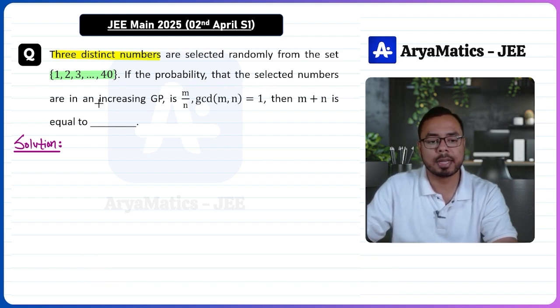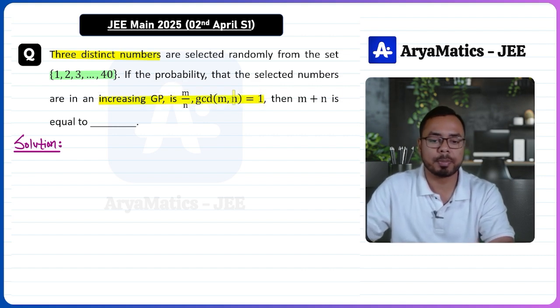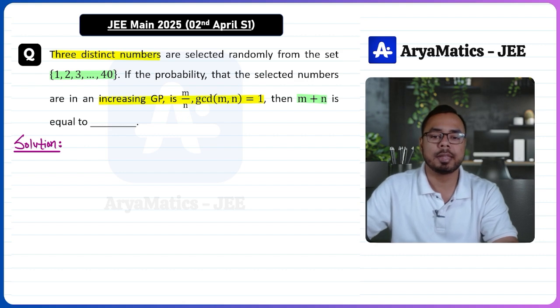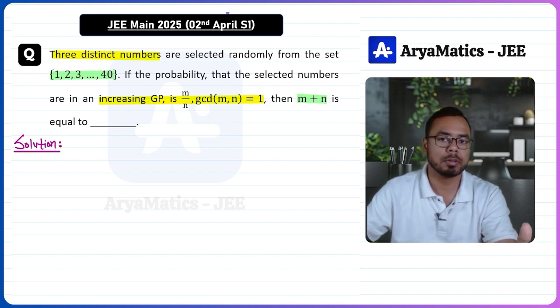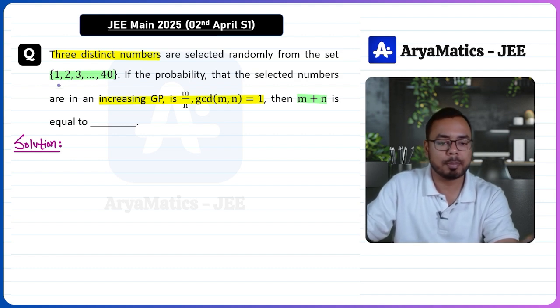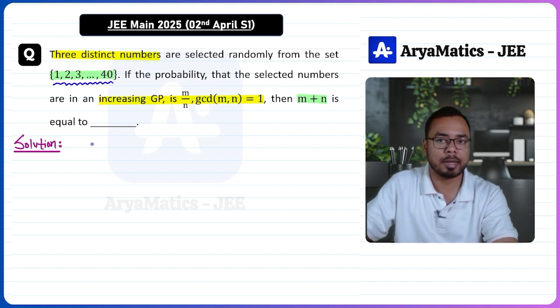So the probability that the selected numbers are in increasing GP is m by n, where m and n are co-prime numbers, their HCF is 1. Then we have to find the value of m plus n. Now again, this is a problem where we have to consider the different cases. Here, if we talk about the number of elements in the sample space, total 40 elements are there and we are selecting any 3 elements from there.